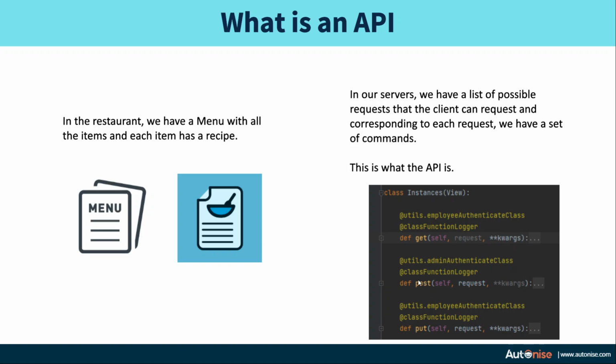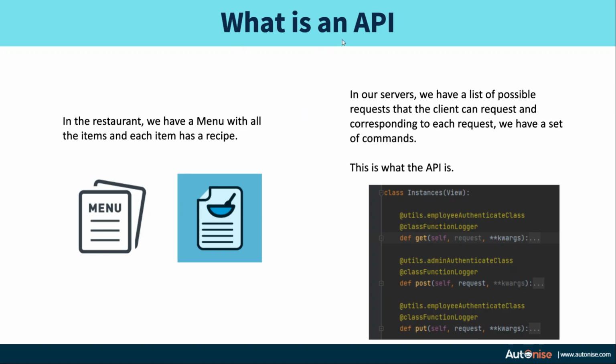If you want to add some new entry in your instances, then you can do a POST request. You do not need to understand what exactly is happening in this code. You just need to understand that corresponding to a single database, you can have the GET, POST, and PUT APIs, which will then execute a certain set of commands.